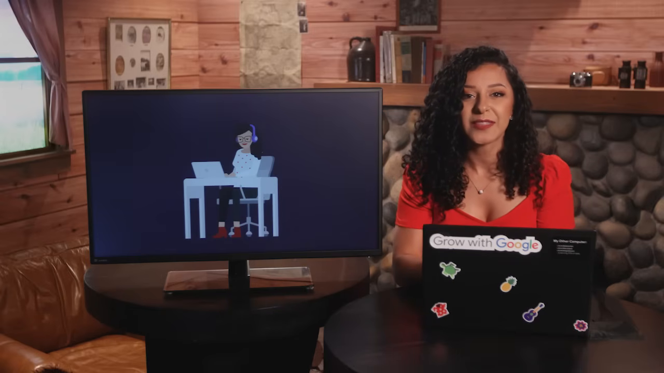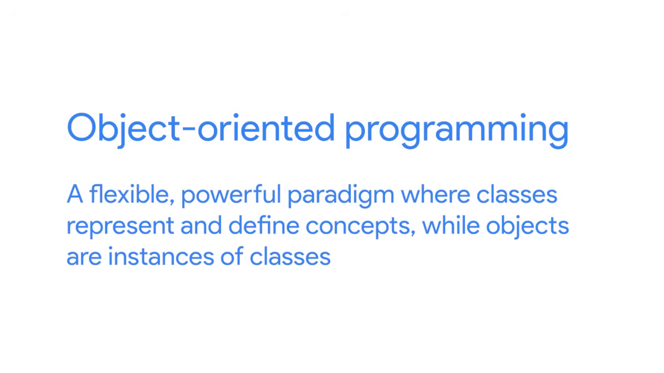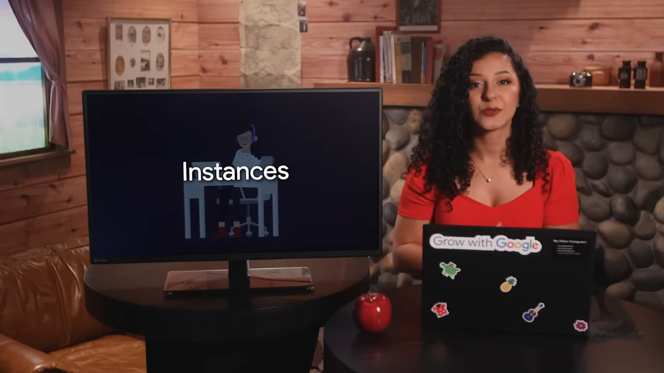To make it easier for computers to understand these new concepts, Python uses a programming pattern called object-oriented programming, which models concepts using classes and objects. This is a flexible, powerful paradigm where classes represent and define concepts, while objects are instances of classes. In our apple example, we could have a class called apple that defines the characteristics of an apple. We could then have a bunch of instances of that apple class, which are the individual objects of that class.